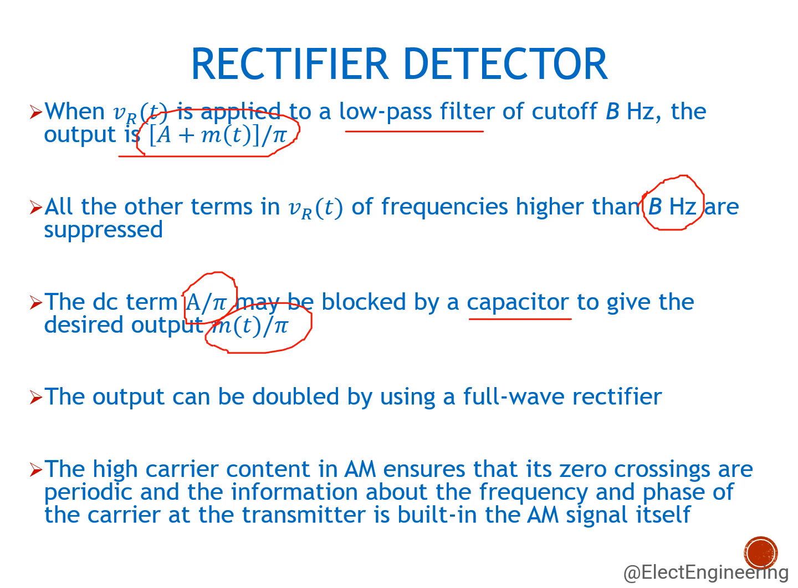The output can be doubled by using a full wave rectifier. We used a half wave rectifier in the previous figure. If we use a full wave rectifier, the magnitude of the output can be increased, doubled. The high carrier content in AM ensures that its zero crossings are periodic, and the information about the frequency and phase of the carrier at the transmitter is built into the AM signal itself.